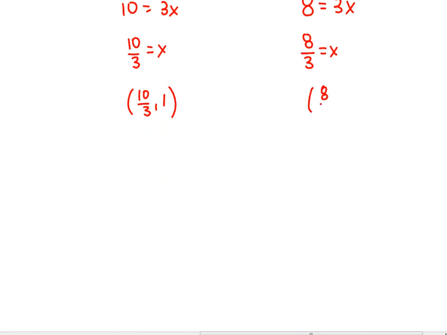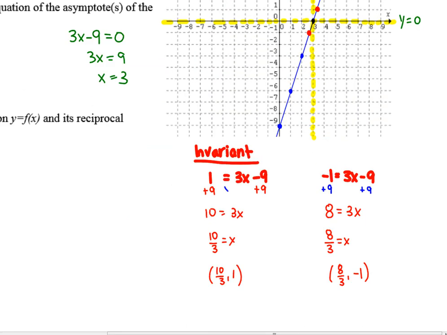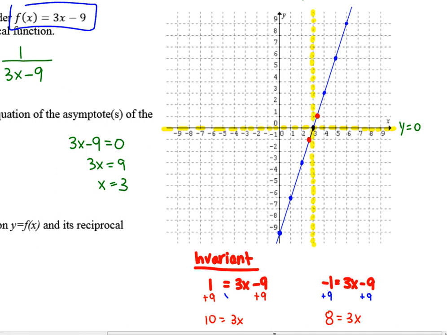So it would be x is 8/3, y is negative 1, because we set y to negative 1 there. So those are 2 points. I'm going to zoom back out here. Okay, we're not done graphing it. Those are our invariant points. We need to actually graph this graph.